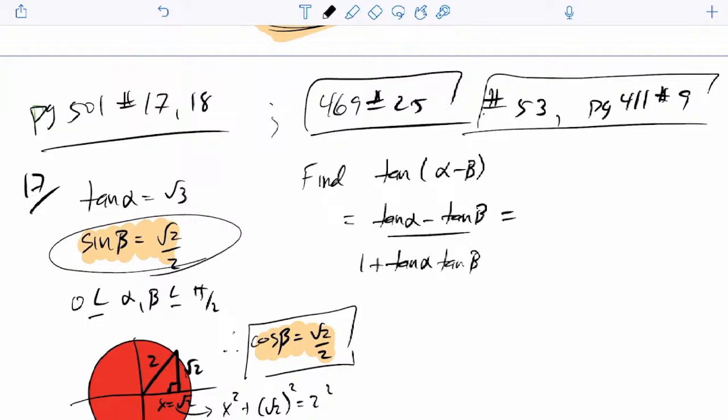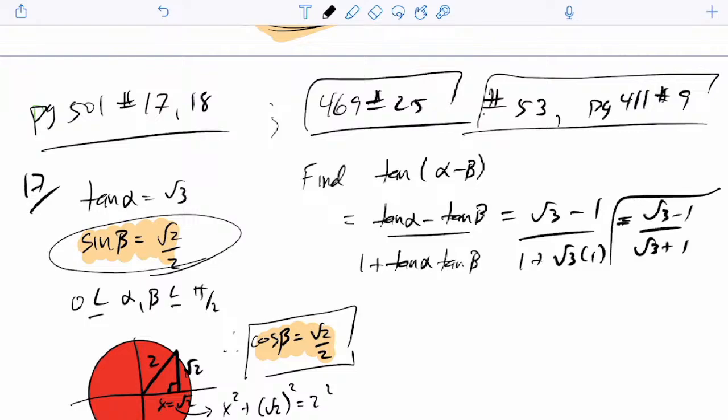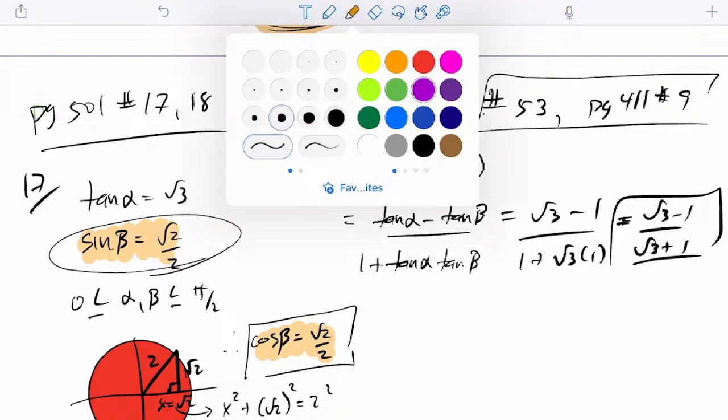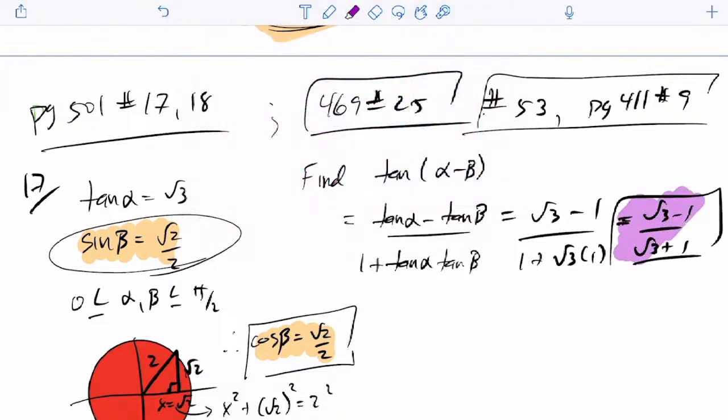So subbing this all in here, my tan of alpha is root 3, tan of beta is 1, and it becomes 1 times root 3 times 1. So I end up getting root 3 minus 1 over root 3 plus 1. And that ends up being my answer for the alpha minus beta, number 17.